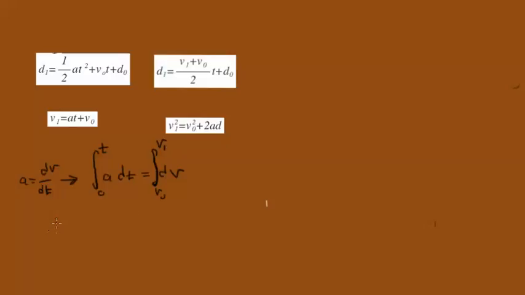The solution to this integral looks like this. Since acceleration is constant, we just multiply by t, and we would subtract 0 times acceleration, but I skipped that step. v1 minus v0, and we are left with the final velocity equals acceleration times time plus the initial velocity.